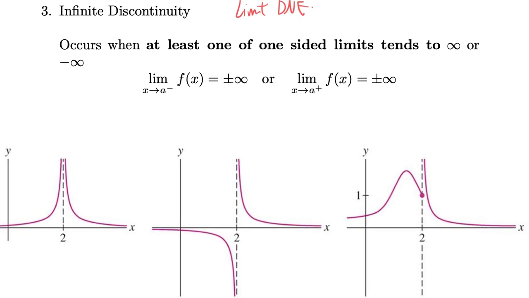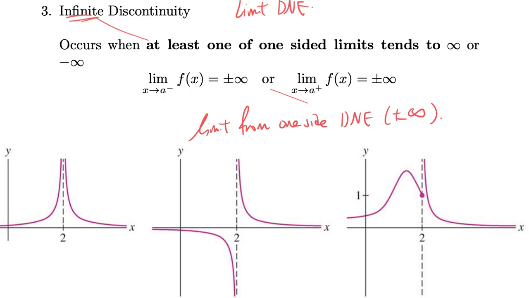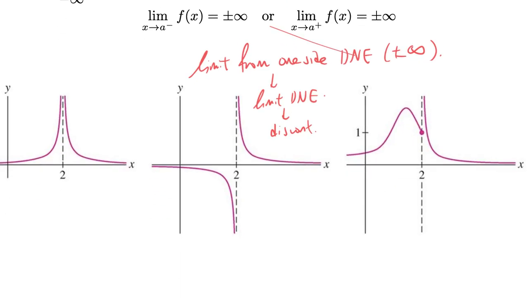So again, the idea is that the limit from one side does not exist because of plus minus infinity. That's where the name comes from, infinite discontinuity. And because of that, the limit does not exist, and therefore it is not continuous. So this is infinite discontinuity.